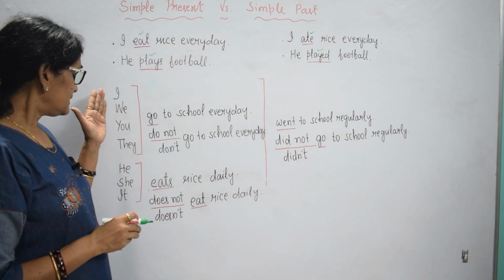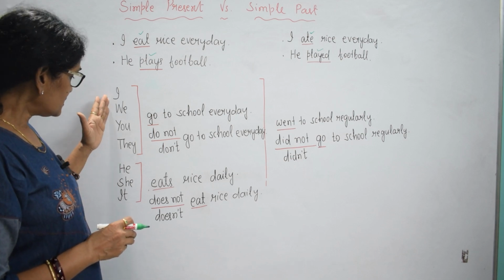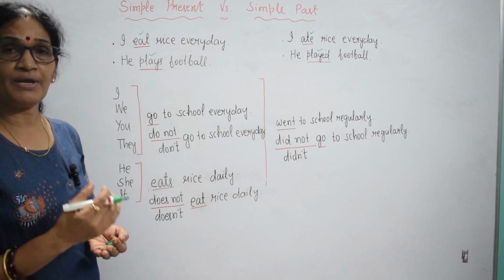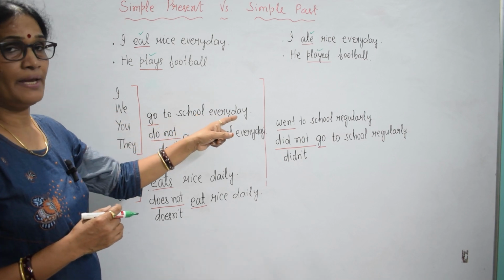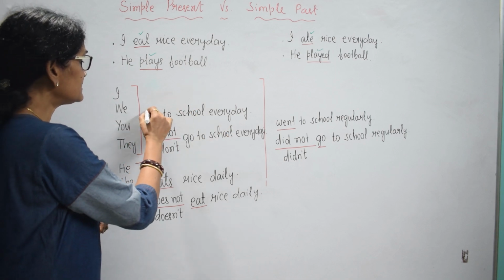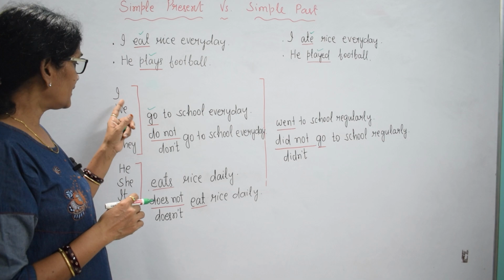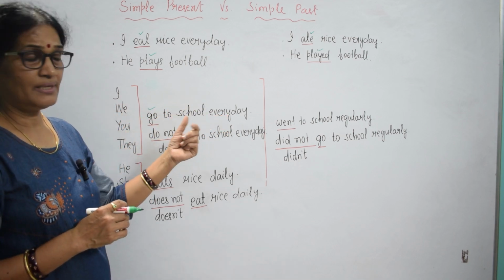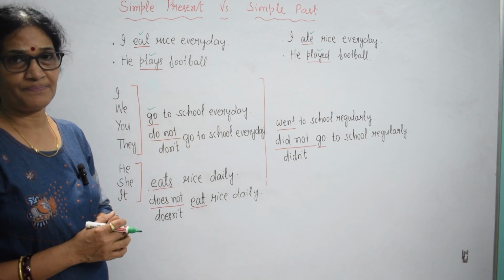So, these are the subjective pronouns. With the subjective pronouns, we frame our sentences. I go to school every day. This is the root form of a verb we use for simple present. I go to school every day. We go to school every day. You go to school every day. They go to school every day.